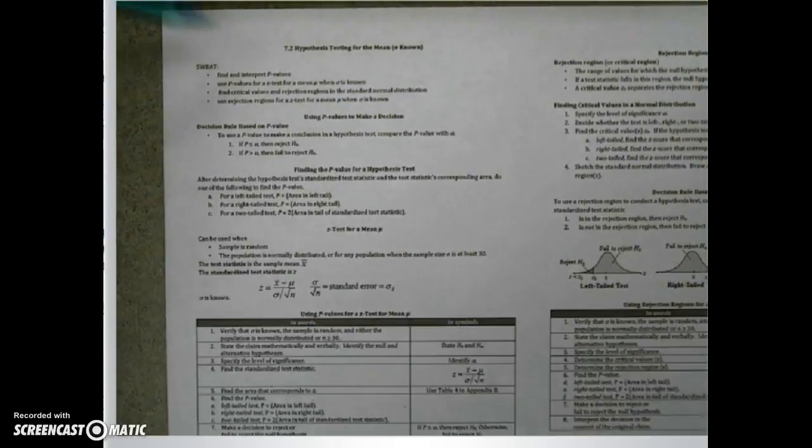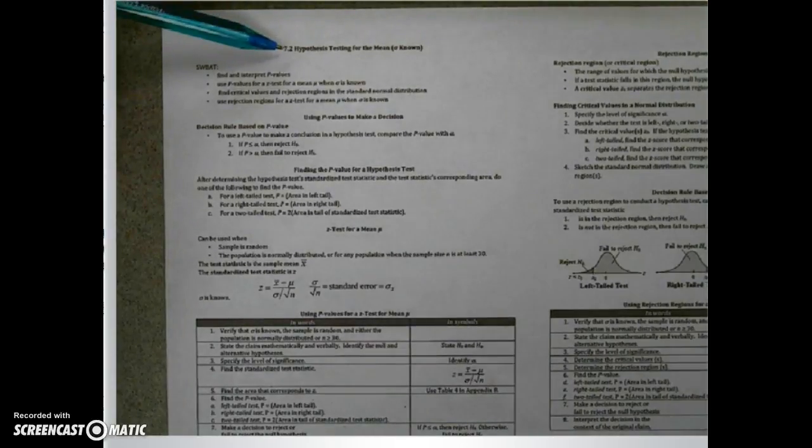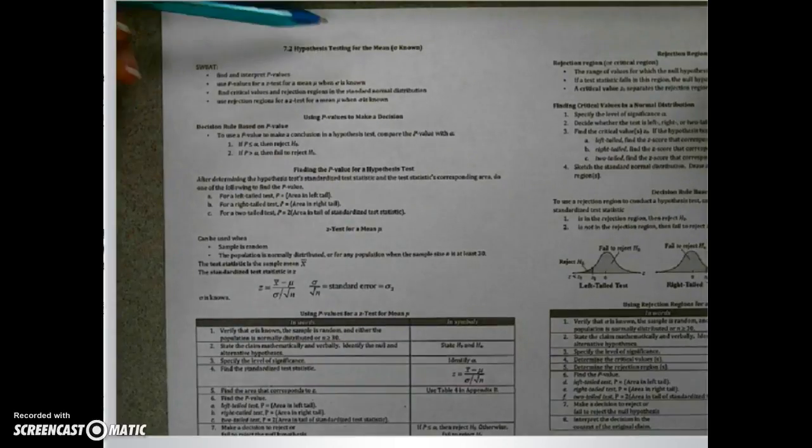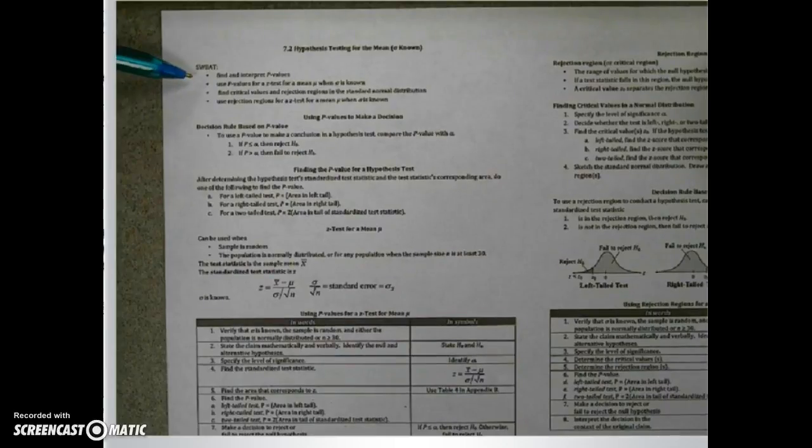Hello, today we're going to be covering 7.2, hypothesis testing for the mean with a standard deviation known for the population. Our SWABAT is going to be find and interpret p-values. Use p-values for a z-test for a mean of mu when the standard deviation is known. Find critical values and rejection regions in the standard normal distribution, and use rejection regions for a z-test for a mean mu when the standard deviation is known. Key thing here is the standard deviation is known.